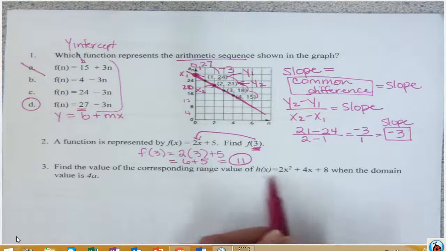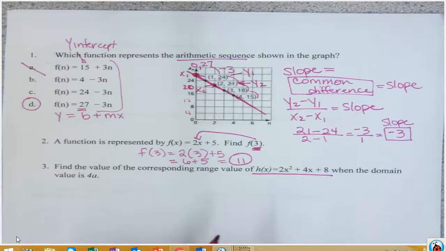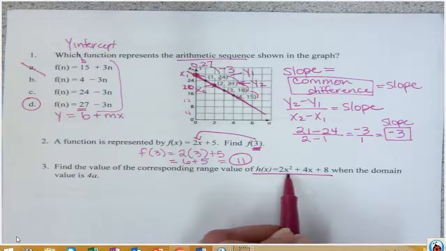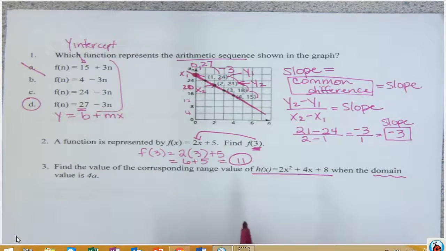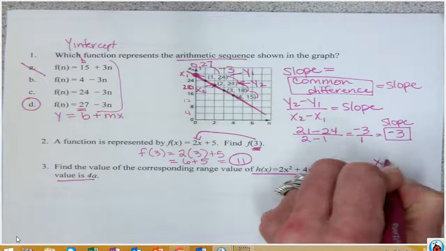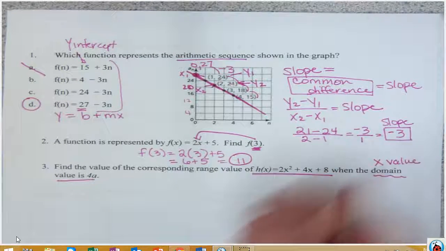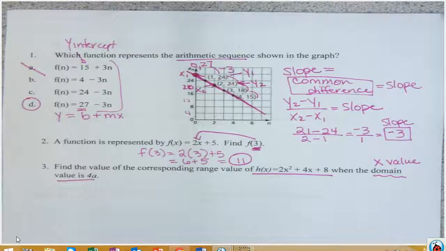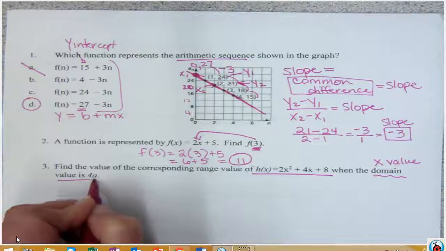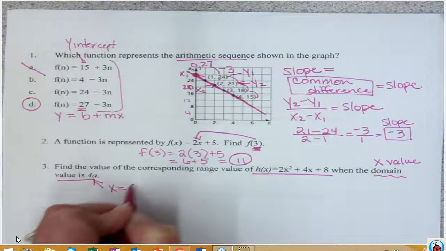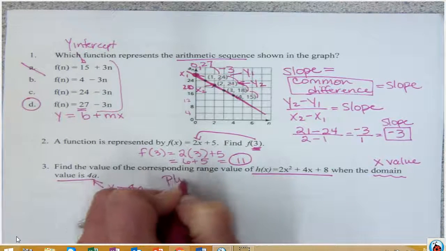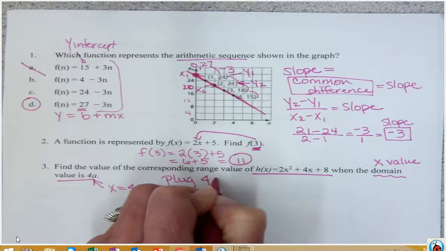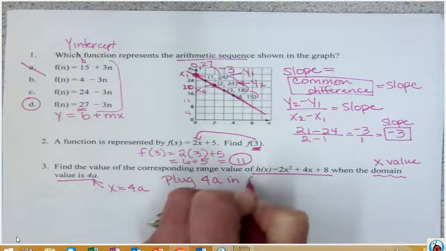Find the corresponding value of h of x, 2x squared plus 4x plus 8, when a domain value is 4a. Domain is our x value. This is where your vocabulary comes in. All that's telling you is that x equals 4a. So you plug 4a in for x.